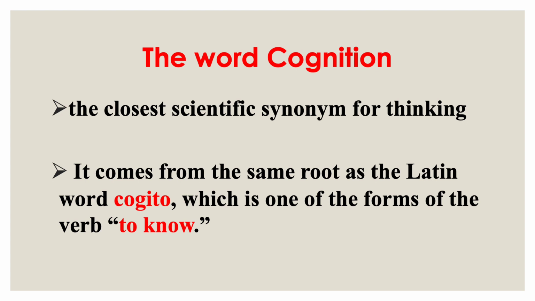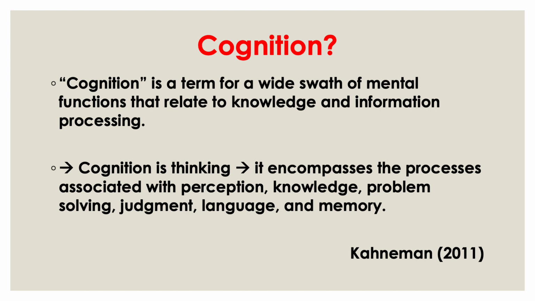Now, the word cognition can be defined as the Latin word cogito, which means to know. So, to know here is the closest scientific synonym for thinking. Therefore, cognition is a term which means the mental functions that relate to knowledge and information processing. Cognition is thinking. It encompasses the processes associated with perception, knowledge, problem solving, judgment, language, and memory.